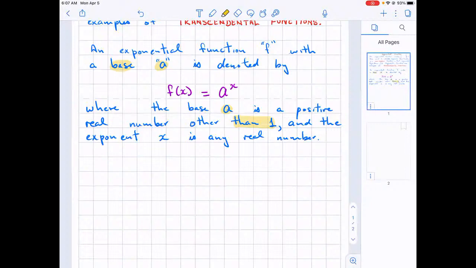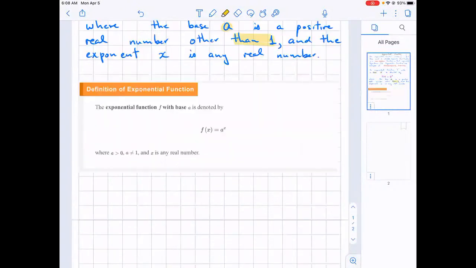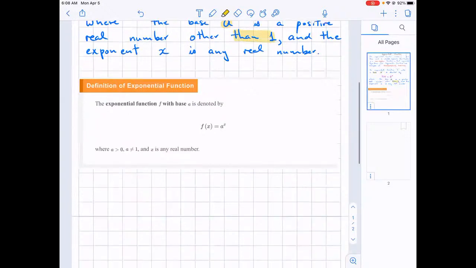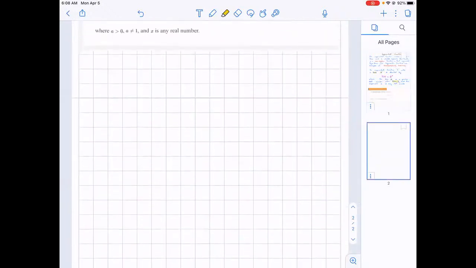So if we look at the definition, let's just take that from our textbook. So, summary: the exponential function f with a base a is denoted by f of x equals a to the x, where a has to be greater than 0, a cannot be 1, and x is any real number. So let's become familiar with some examples of exponential functions.